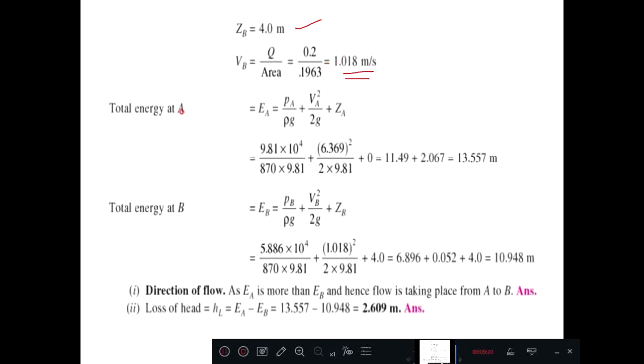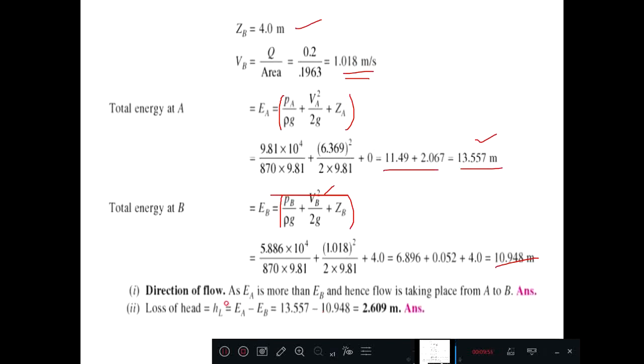Then the total energy at A: we know the total energy consists of pressure energy, kinetic energy and potential energy. So calculate this one. This is the energy we get in terms of total head. Similarly calculate the total energy at B, EB, with pressure energy, kinetic energy and potential energy. Substituting all the data here, we get the energy at B as 10.948 meter.